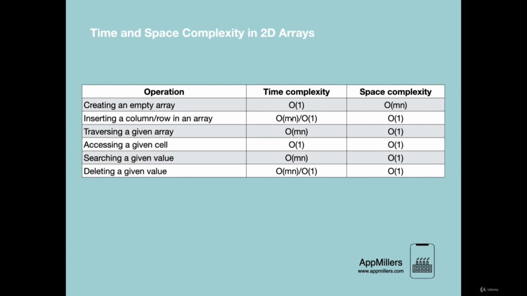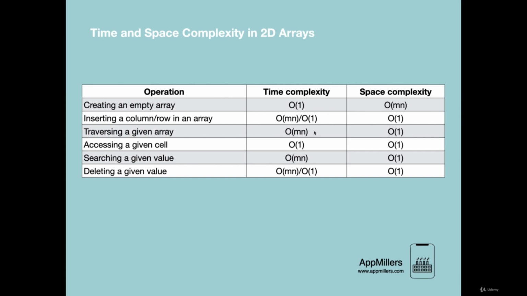The efficient way of adding a column or row in a two-dimensional array is adding it at the end of the array. The space complexity for inserting a column or row in an array will be constant because we have already allocated memory for this column or row. So extra memory is not needed to perform this operation. So the next operation is traversing a given array. We showed you before that traversing means that we have to visit each and every element of the array. This means that if we have M columns and N rows, the time complexity will be O(MN).